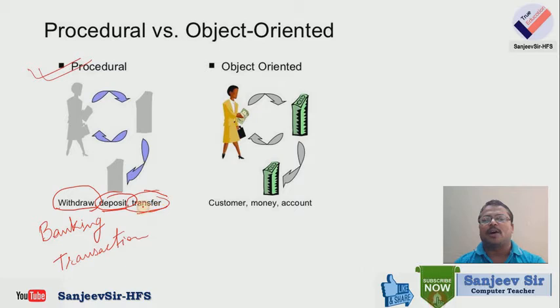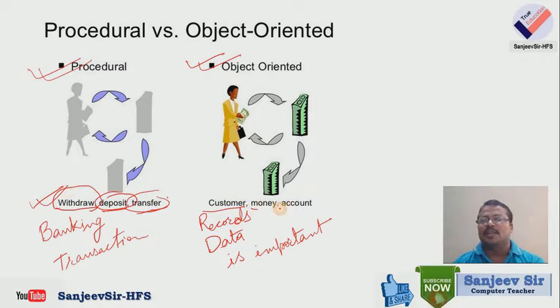Important is not how data will be secured, but in object oriented, how data, that customer records or data, are secured. Data is important, but here the transaction, the function, is important, here the task is important. This is how money related records and account related records can be maintained in object oriented programming.